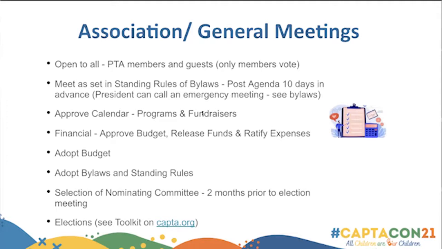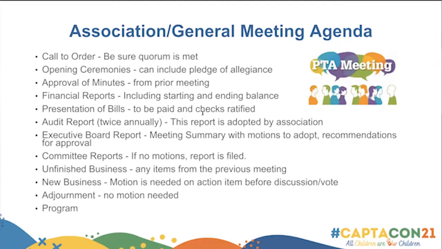Typical actions that take place at an association meeting include the approval of programs, events, and fundraisers, the review and approval of finances such as the budget, releasing of funds, ratification of expenses, adoption of the budget, adoption of bylaws, standing rules, election of the nominating committee, which takes place at least 2 months before the election takes place, and the election of the officers. Both the agenda for an association meeting and the executive board are similar in their structure.